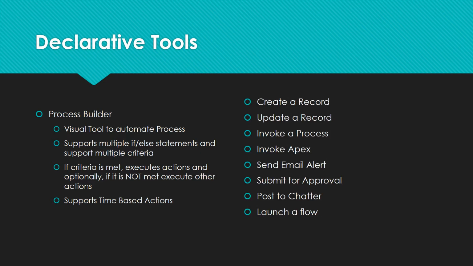The actions would include creating a record, updating a record, invoking a process, invoking Apex, sending an email alert, submitting for approval, post a chatter, and launch a flow. So you can see a lot more actions available in Process Builder.